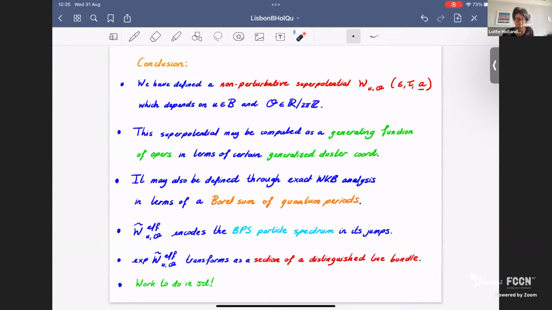And so one of the things that is interesting about this object is that it encodes the complete BPS spectrum in its jumps, and that it transforms as a section of a distinguished line bundle over the moduli space, the Coulomb moduli space of the corresponding gauge theory.